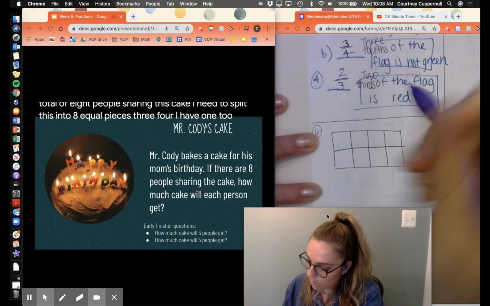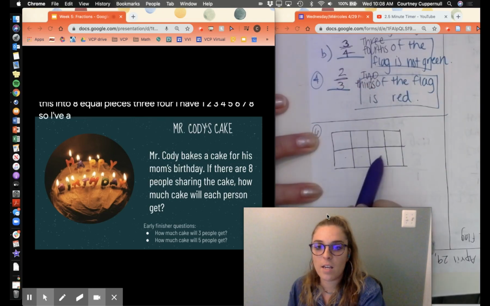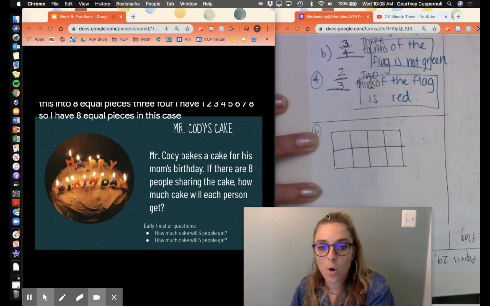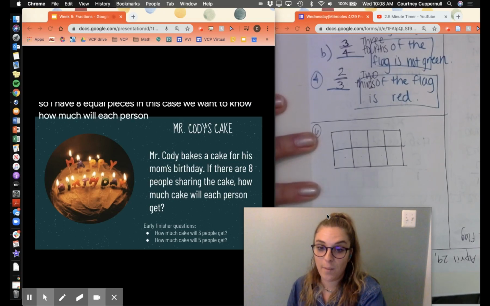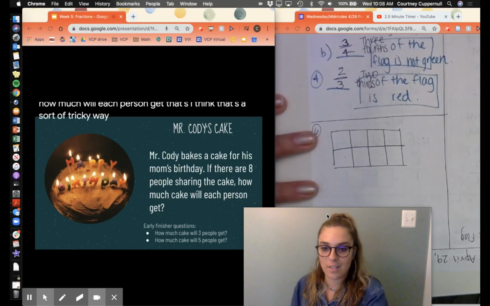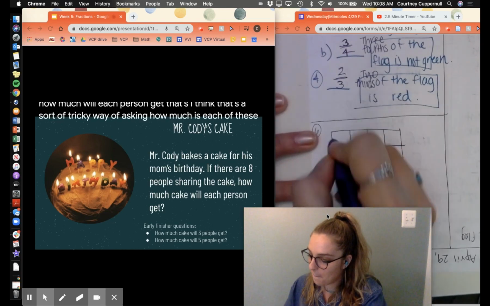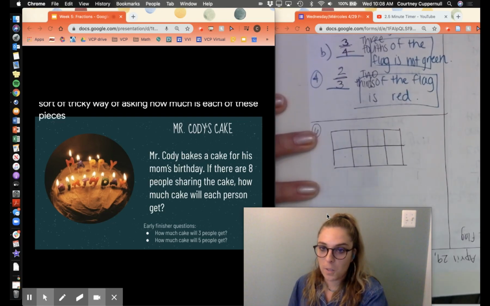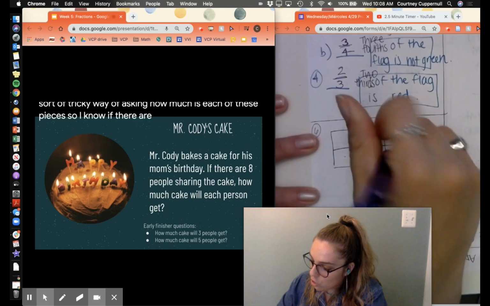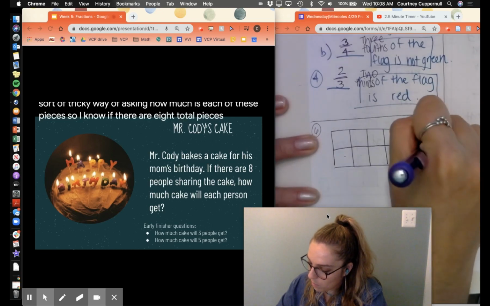Now I have 1, 2, 3, 4, 5, 6, 7, 8. So I have 8 equal pieces in this case. We want to know, how much will each person get? That's a sort of tricky way of asking, how much is each of these pieces? So I know if there are 8 total pieces, that goes in my denominator.